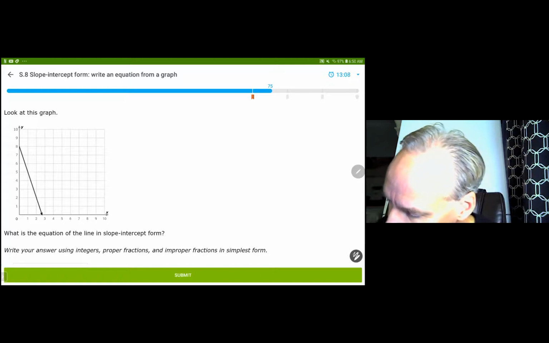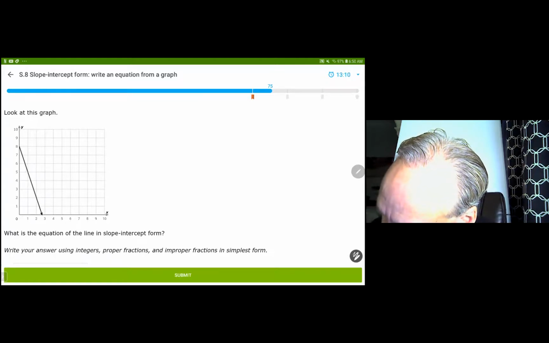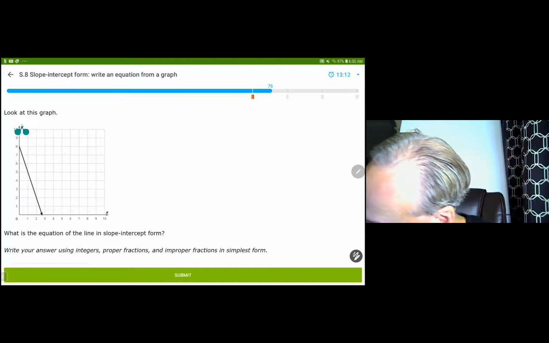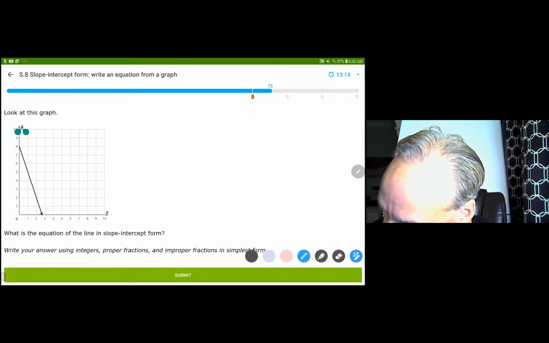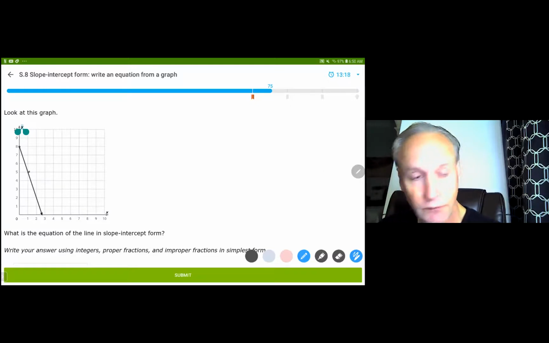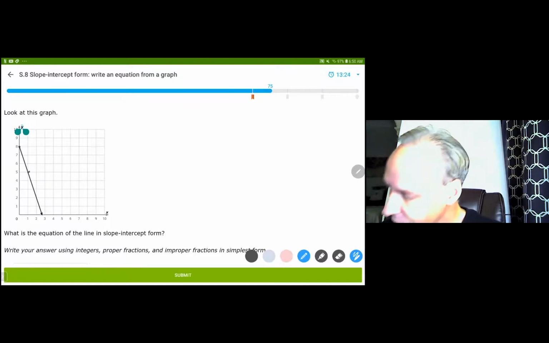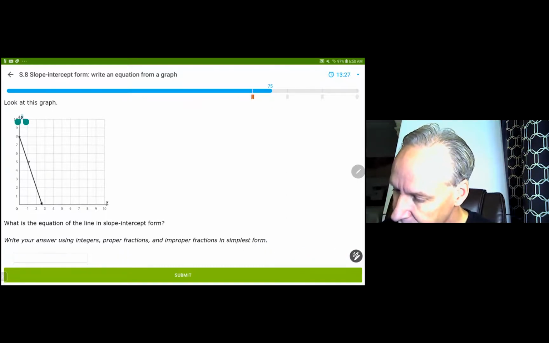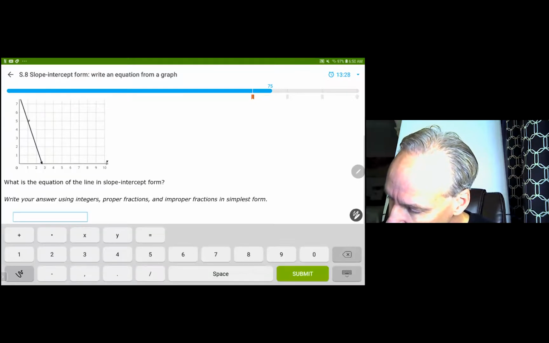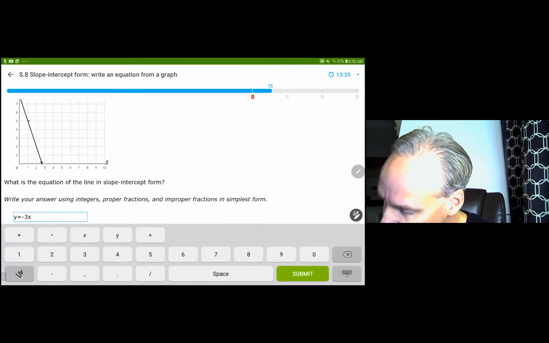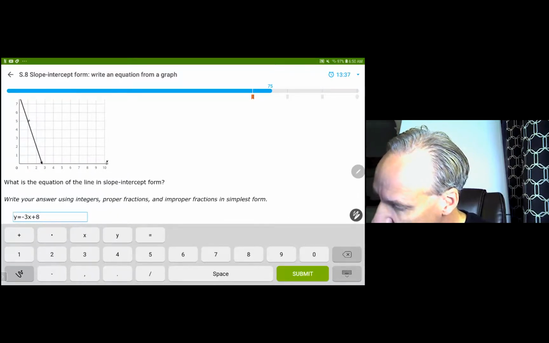And this one looks like -3, doesn't it? It's really easy to get this backwards. -3 and -1/3 are easy to get confused. This is a really steep graph, so we can see clearly that it's going to be the -3. So it's going to be y equals -3x. And let's look at the number again, plus 8. Get to talking too much. There we go.